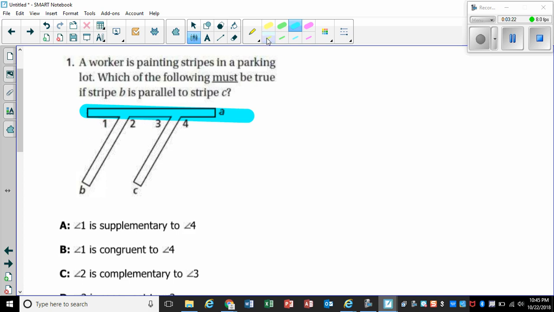The first choice they gave us is angle 1 and angle 4 are supplementary. Would that be true? Or angle 1 is congruent to angle 2. What you guys can do is look at this angle here and compare it to this angle here. Are they the same? Do they both look the same, or is one big and one small? You can clearly see that one is big and one is small, right? So it needs to be supplementary, yes? So that's the one we have to pick.